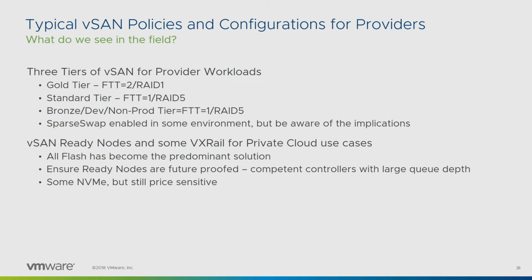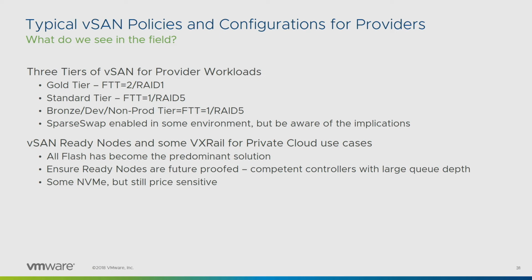And within vCloud Director, when we talk about storage policies here, I can actually associate a storage policy on a per organization basis and provide different SLAs between my organizations or tenants associated with that. So think of that for a moment on here. But if we give a broad stroke, gold tier is usually failures to tolerate of 2 with a RAID 1. Yeah, why RAID 1?